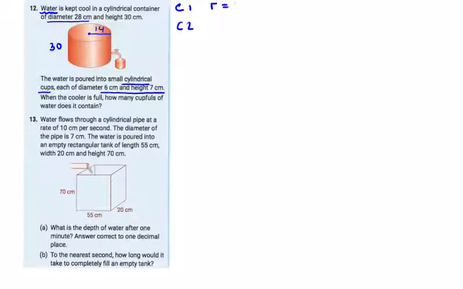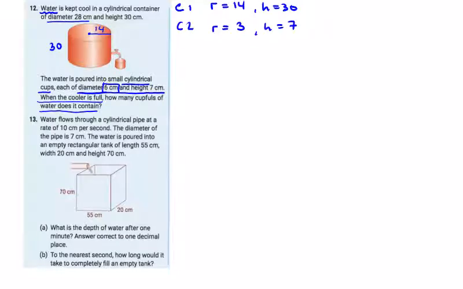I've got a radius of 14 and a height of 30. And cylinder 2, be careful now, they give us the diameter here, 6, so I have a radius of 3 and a height of 7. When the cooler is full, how many cupfuls of water does it contain?